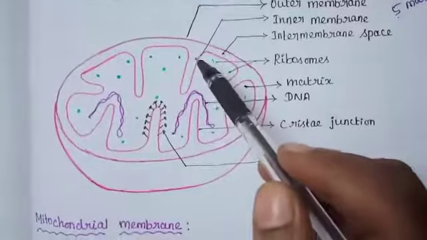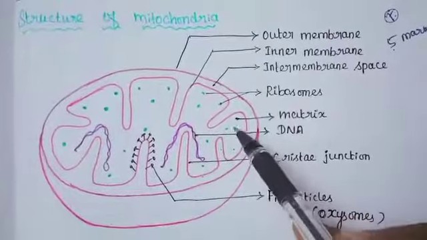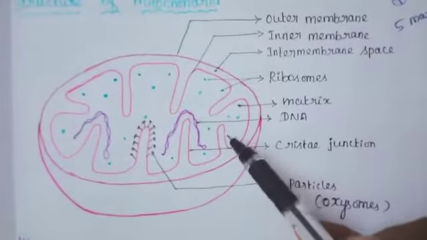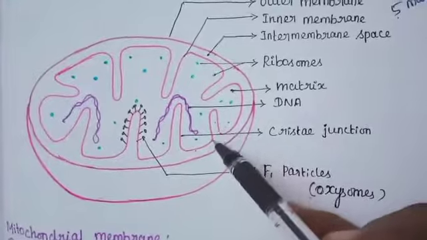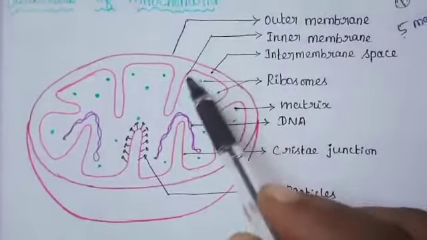Next, the inner mitochondrial membrane. This is the inner mitochondrial membrane. It is a semi-permeable membrane. It consists of 80% proteins and lipids. It looks like finger-like projections. It is folded into finger-like projections.